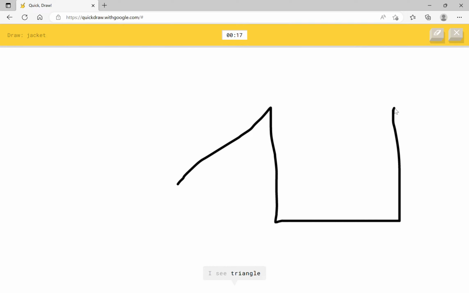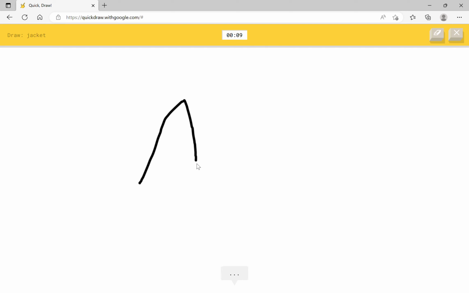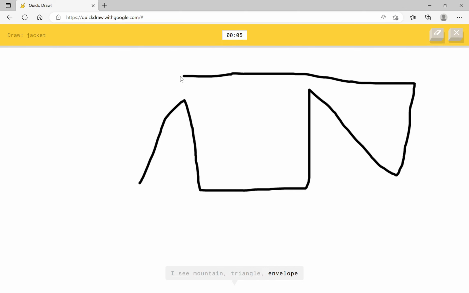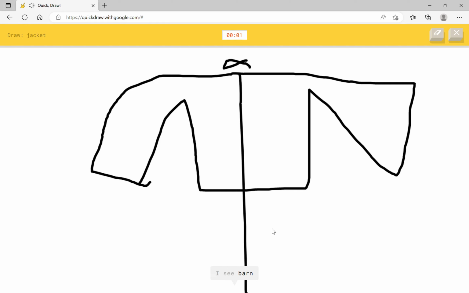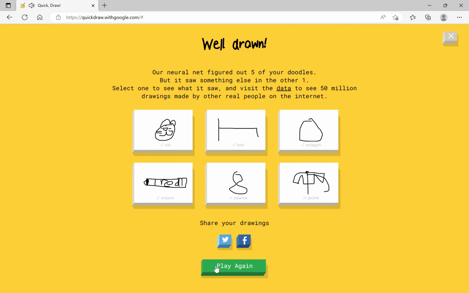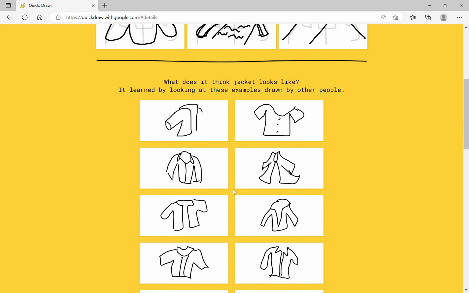Okay, John. I see triangle. Or house. Or t-shirt. Or anvil. I see sweater. I see mountain. Or triangle. Or envelope. Or sweater. I see barn. Or megaphone. Sorry, I couldn't guess it. Okay, we couldn't get the sweater budget.